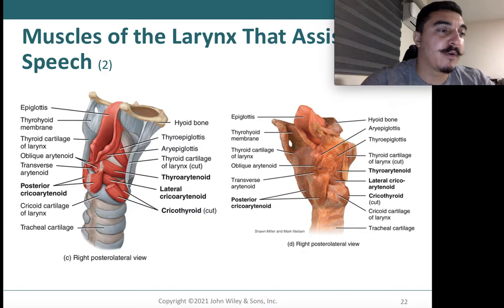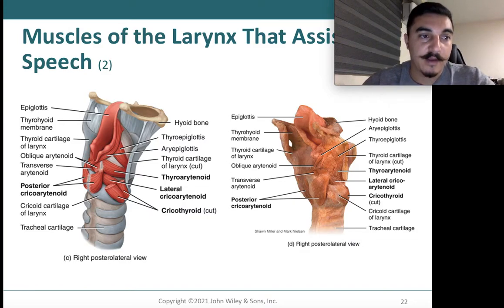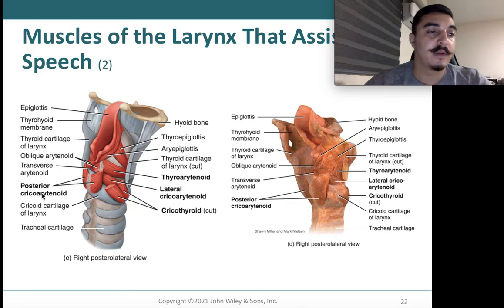Anyways, thyroarytenoid. Okay, it's going to shorten and relax those vocals as well. Thyroarytenoid right here, kind of in the middle. Here's our lateral cricoarytenoid right here, and then our posterior cricoarytenoid. So all of those are going to help move the vocal folds in different ways.